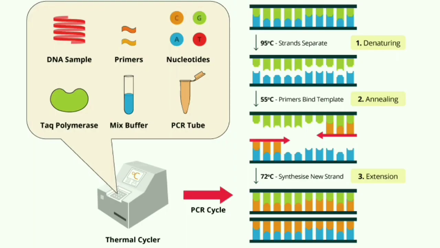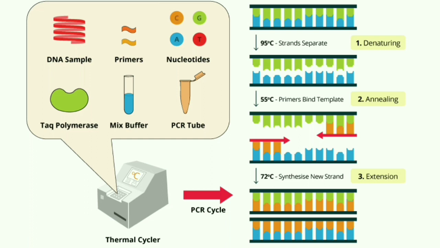Now, let us summarize the requirements as well as one PCR cycle. In the basic requirements, we require a template strand, that is the DNA sample. We also need a primer, which is a short strand of DNA. We need nucleotides. We also need a Taq polymerase, which is an enzyme that has been isolated from a heat-loving bacteria, Thermus aquaticus. We also need a buffer. These are mixed in a PCR tube.